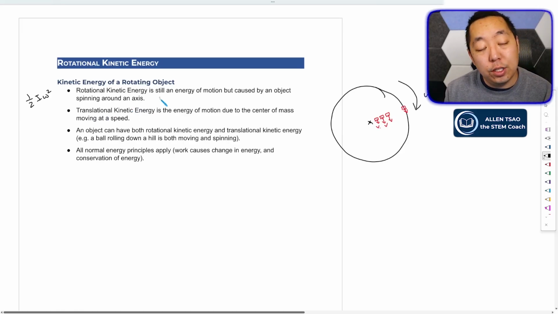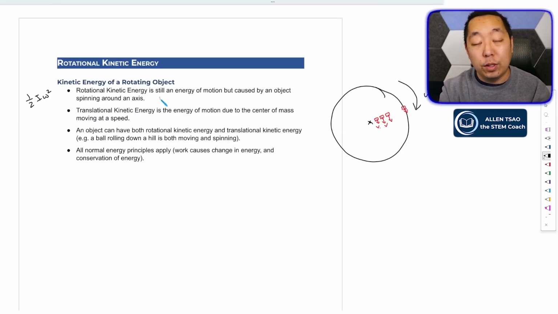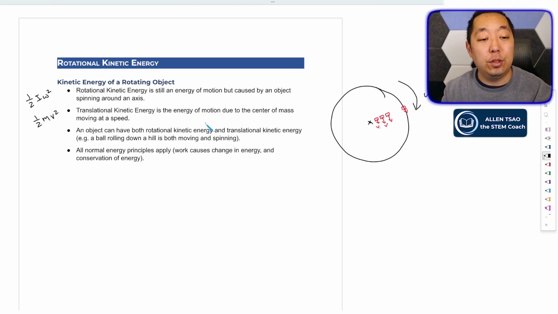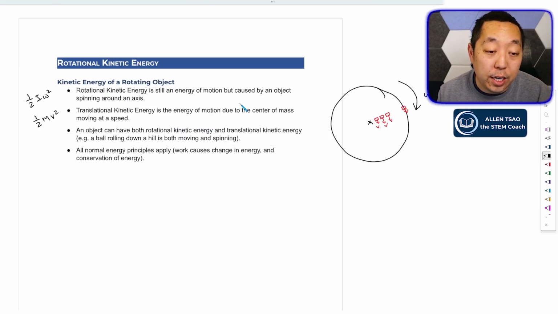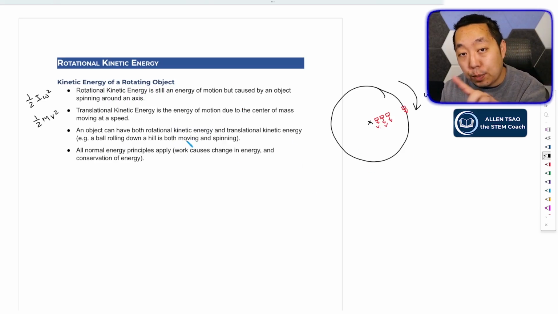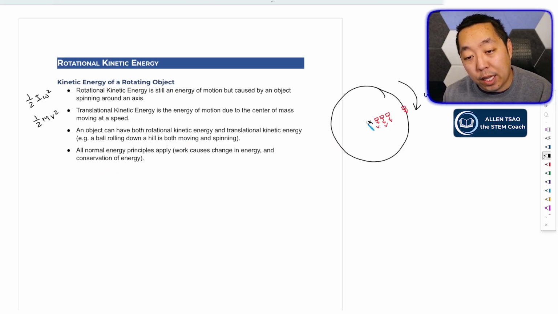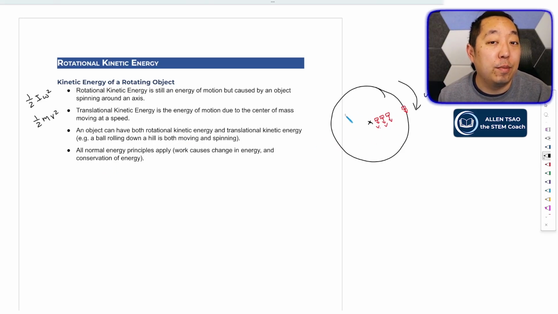The translational kinetic energy is the kinetic energy when the center of mass is moving. We call that 1/2 mv squared. That's what we did in unit 3. So an object can have both rotational and translational kinetic energy, like a ball rolling down a hill, which is both moving and spinning around its axis. It can have just one of them, like a pulley, which just spins but the center of mass doesn't move, or it can have just translational, which is just sliding or moving but not spinning at all.